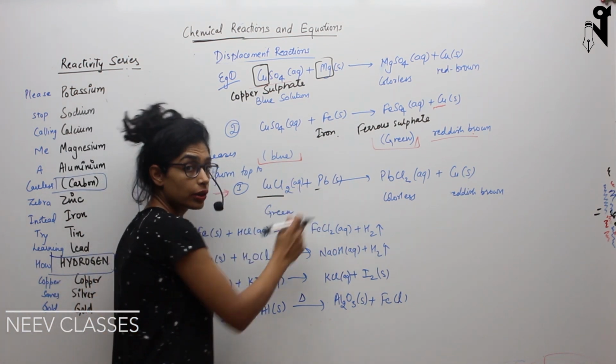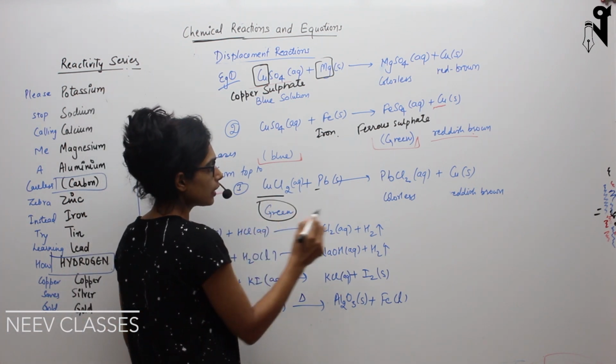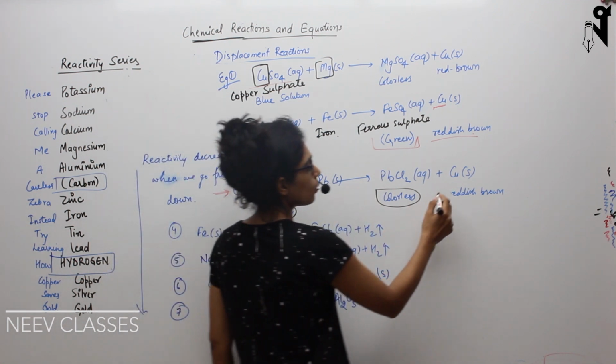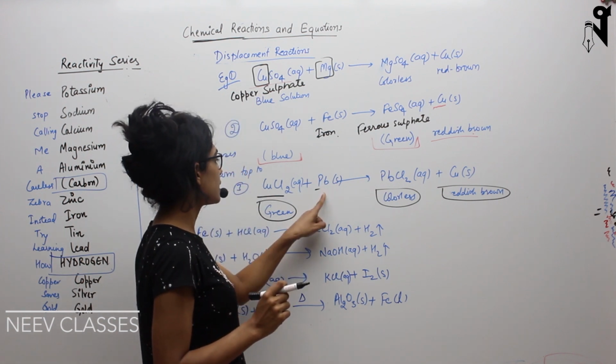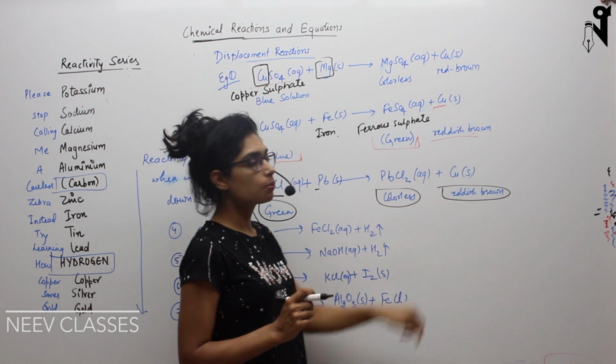copper chloride solution reacting with solid lead. So the color of the solution is green and then it is going to become colorless. This is the observation. Plus, you are going to get reddish brown granules, that is copper granules. Lead is definitely more reactive than copper. It will displace it and will form PbCl2 plus copper.